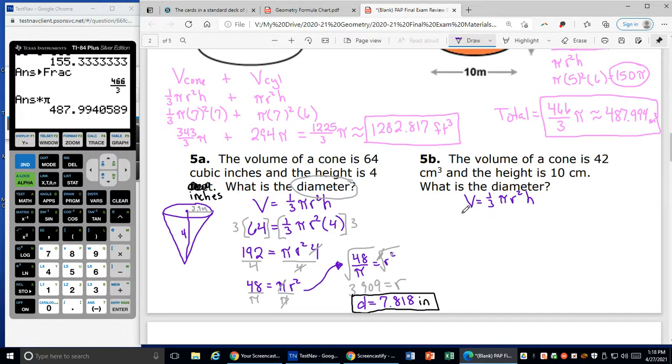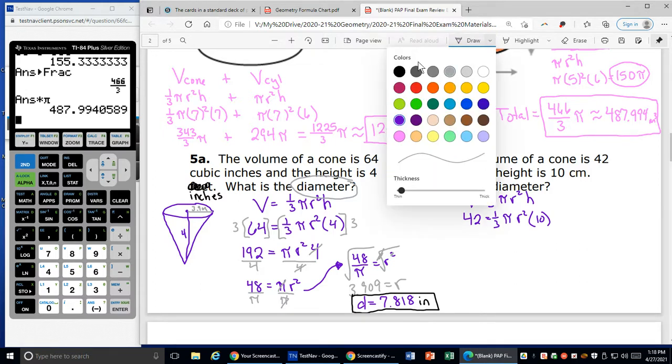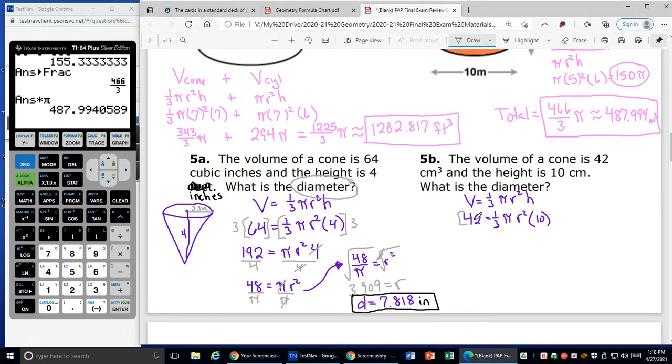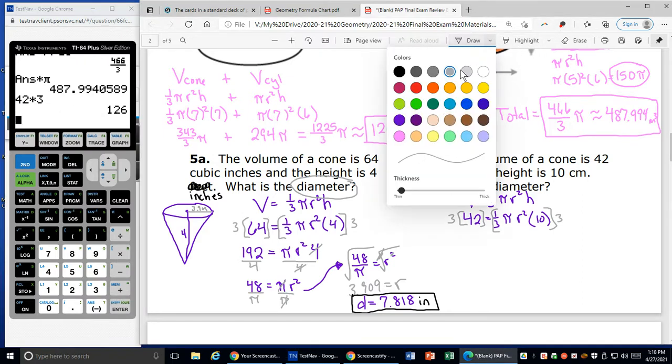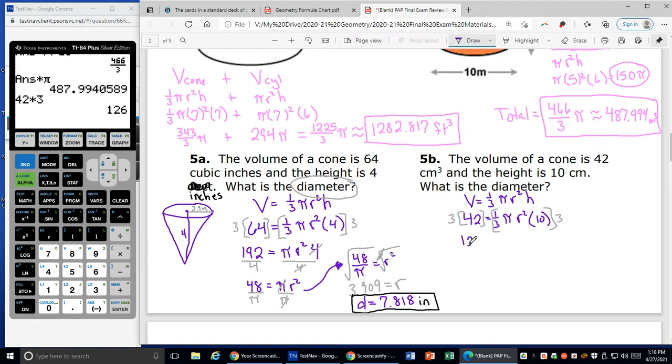My volume is 42 equals 1/3 pi r squared. My h is 10. The first thing I did here is I multiplied both sides by 3. When I do that, 42 times 3 is 126. So I've got 126 equals my 1/3 and my 3 canceled out. So it's just pi r squared times 10.